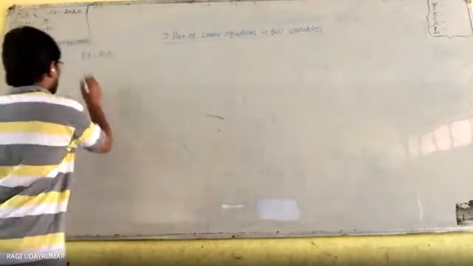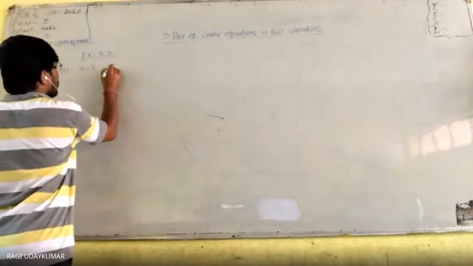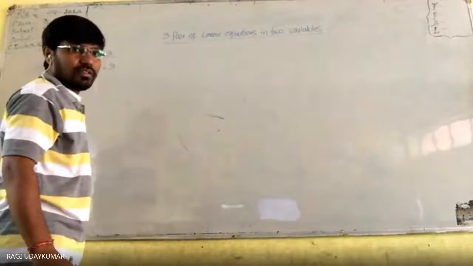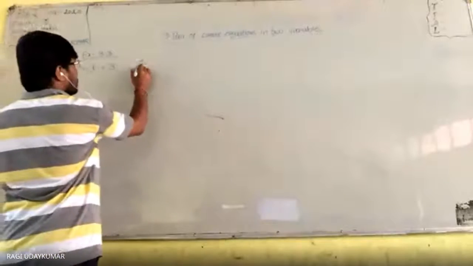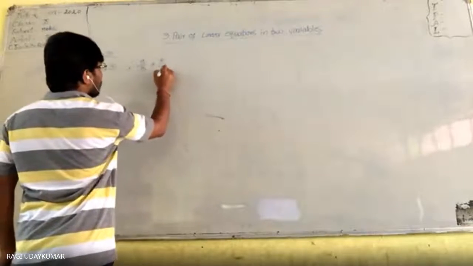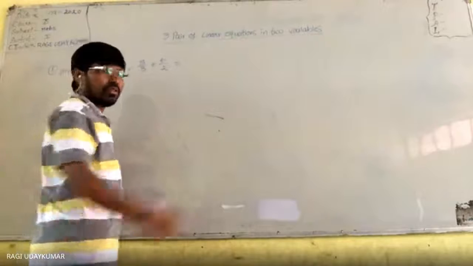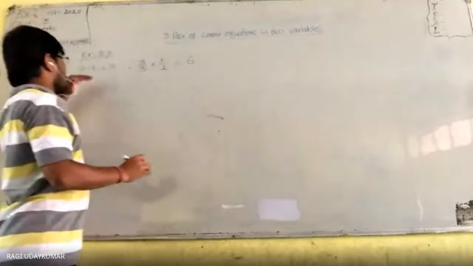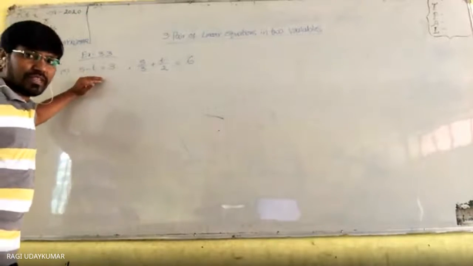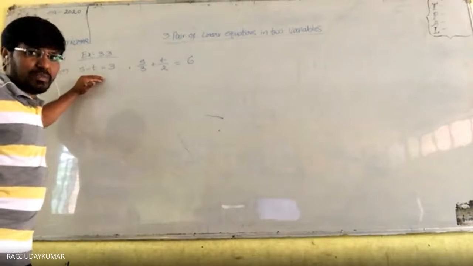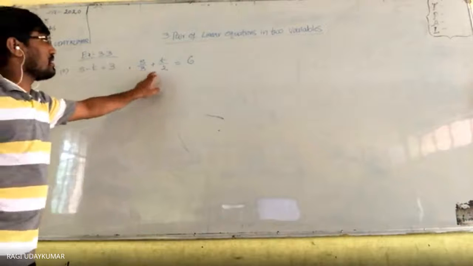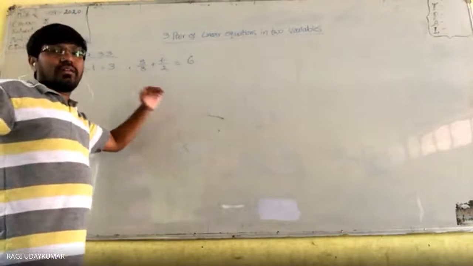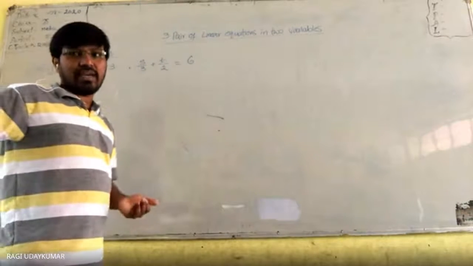It is given that S minus T is equals to 3. This is the one equation. And the other equation is S by 3 plus T by 2 is equals to 6. Normally an equation is in the general form ax plus by plus c. The coefficients are natural numbers, but here the coefficients are not natural numbers, they are fractions.